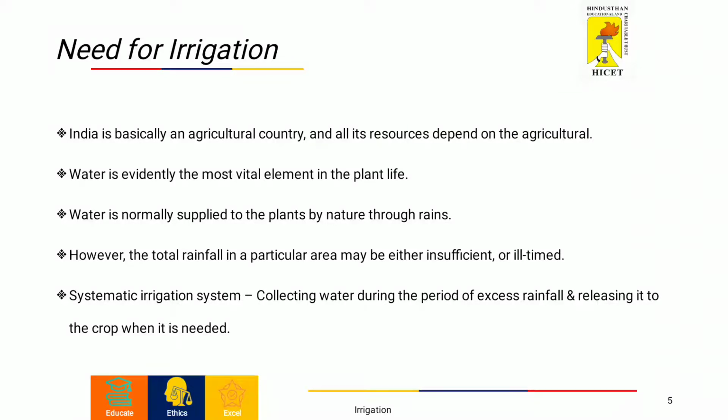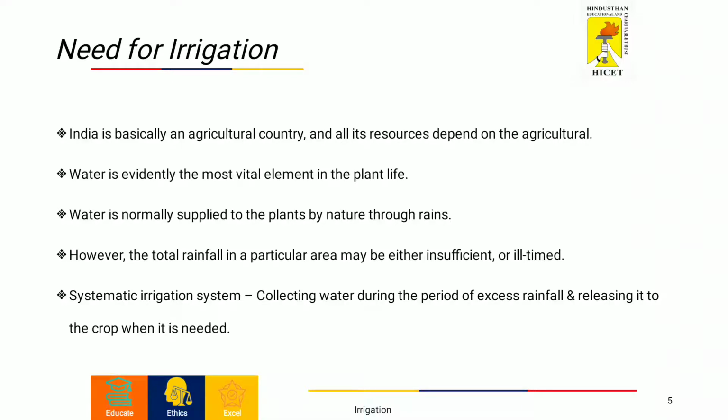Now comes the need for irrigation. As we know, India is basically an agricultural country. All its resources depend on agriculture. The second thing is that water is evidently the most vital element in plant life. Yes, because in all the stages the plant needs water for its growth. Usually water is supplied to the plants by nature through rain, but sometimes the total rainfall in a particular area may be insufficient or ill-timed.